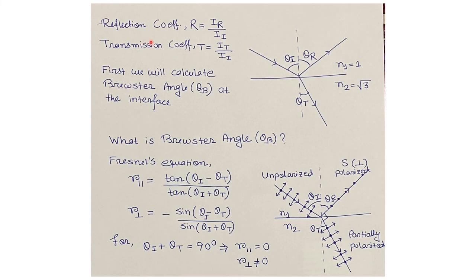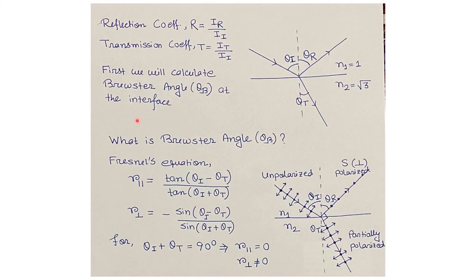Now, the reflection coefficient R is defined as IR by II and the transmission coefficient is defined as T equals IT by II, where IR is the intensity of the reflected light, II is the intensity of the incident light, and IT is the intensity of the transmitted light.